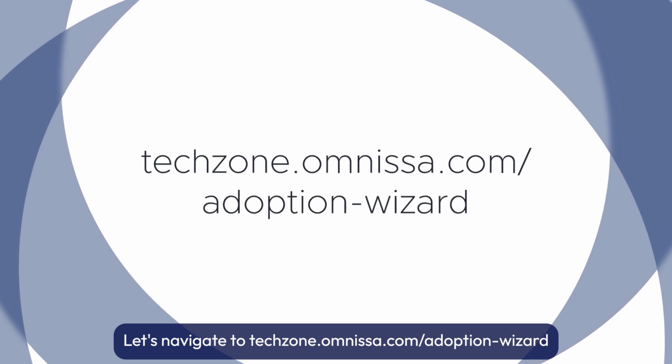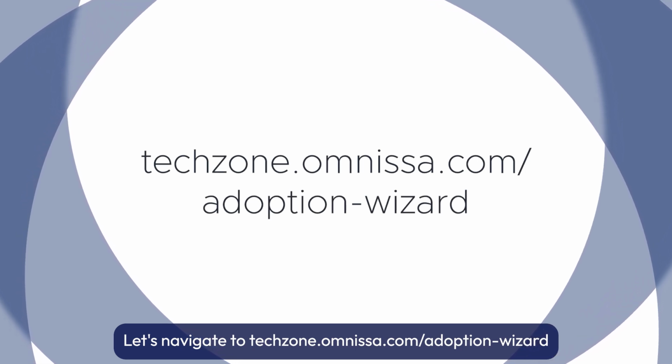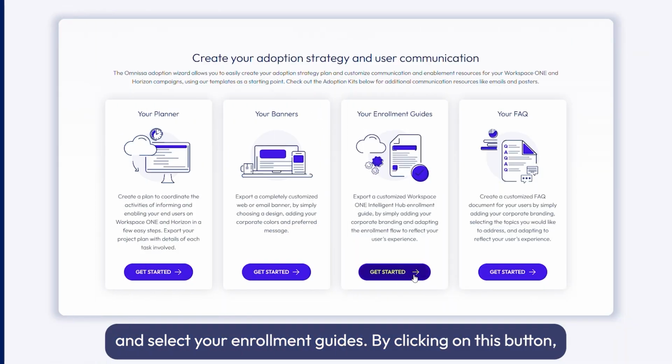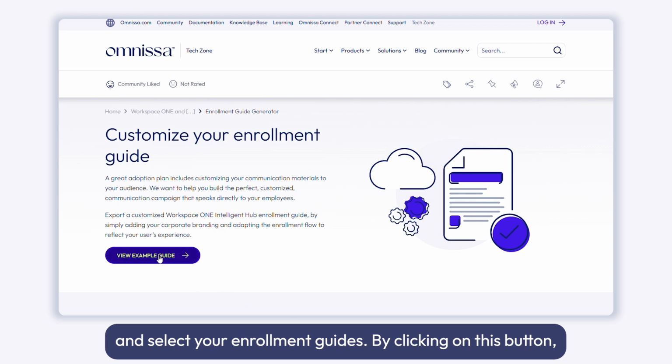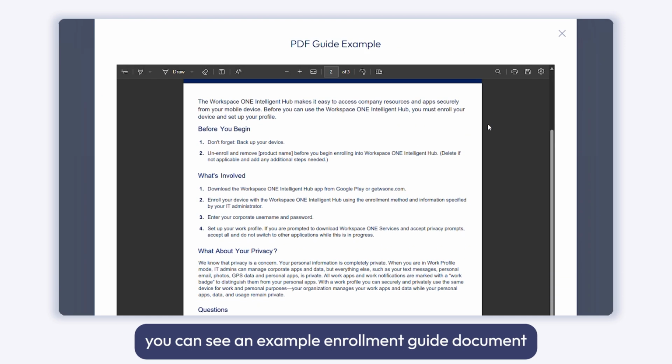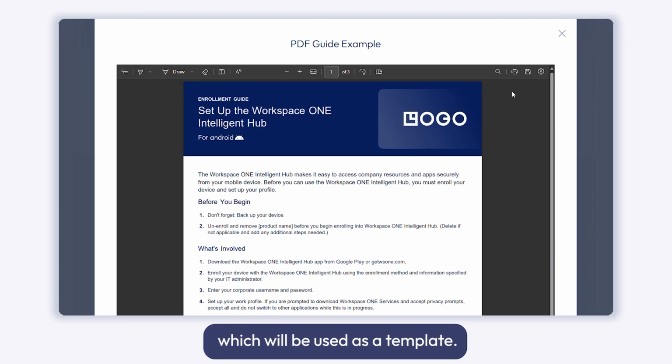Let's see how. Let's navigate to techzone.omnissa.com/adoption-wizard and select Your Enrollment Guides. By clicking on this button, you can see an example enrollment guide document, which will be used as a template.